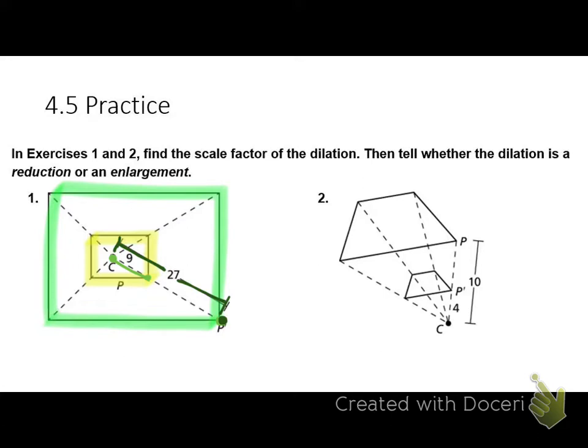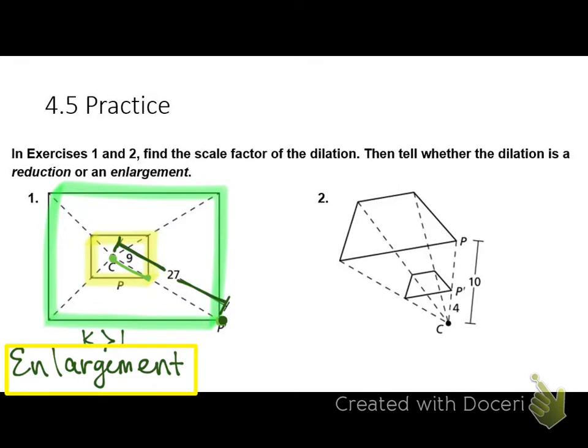We can first decide, is this going to be a reduction or an enlargement? Enlargement. So that means my scale factor should be greater than 1, right? You don't have to write that k is greater than 1, but it's just so you think through it. When we find the scale factor, it is going to be greater than 1.